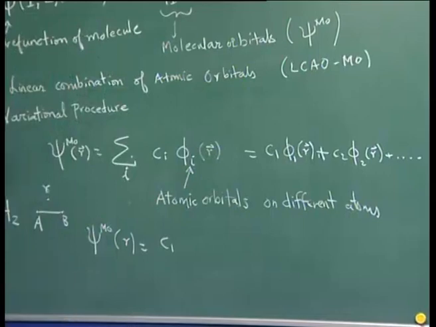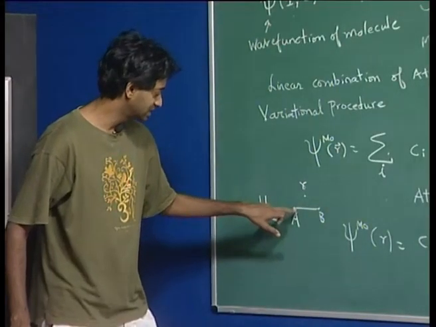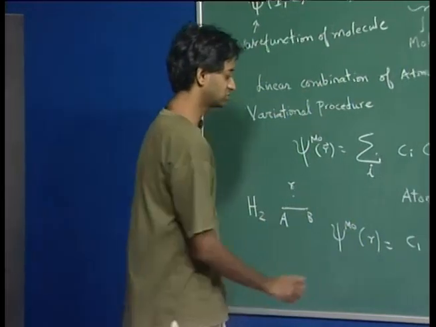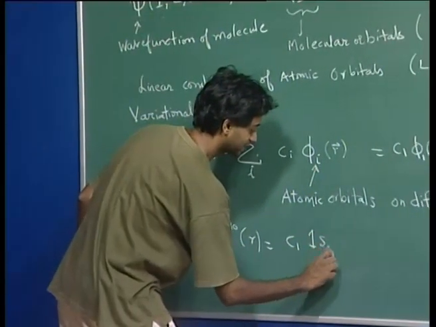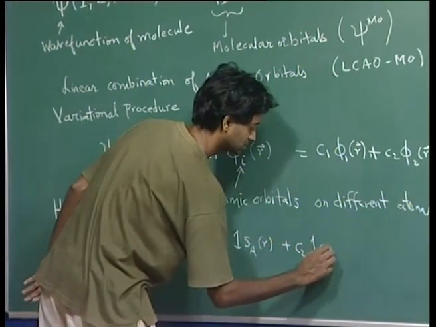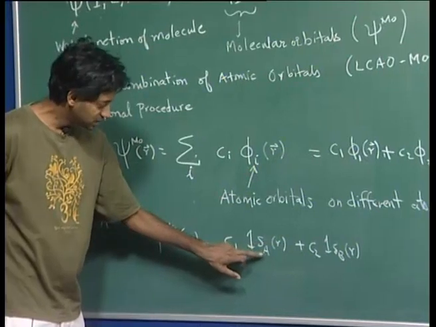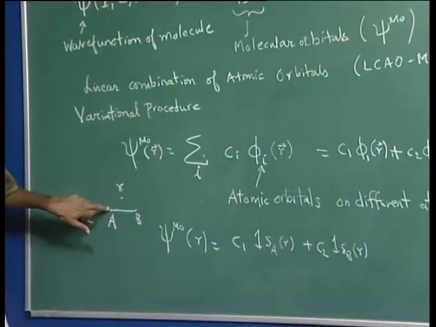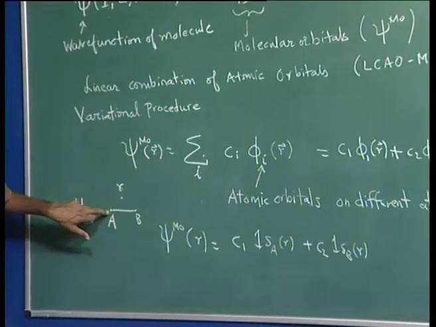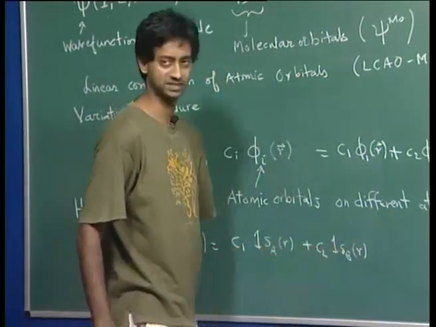Okay, so this is a linear combination of atomic orbitals on different atoms. For a hydrogen molecule, the lowest energy state will correspond to overlap between 1s of A and 1s of B. So you write this as C1 times 1s A of R plus C2 times 1s B of R. So this basically corresponds to a 1s orbital centered at A. So it's a 1s orbital assuming that the nucleus is at A. And this corresponds to a 1s orbital assuming that the nucleus is at B.